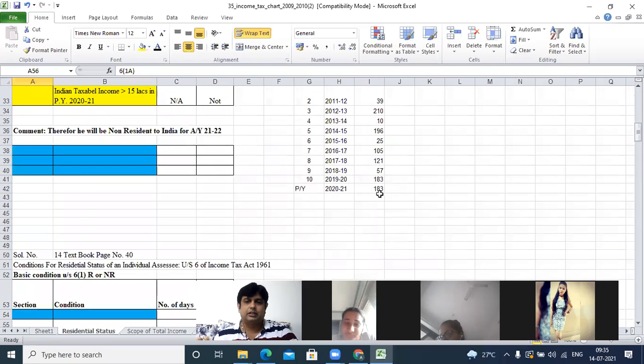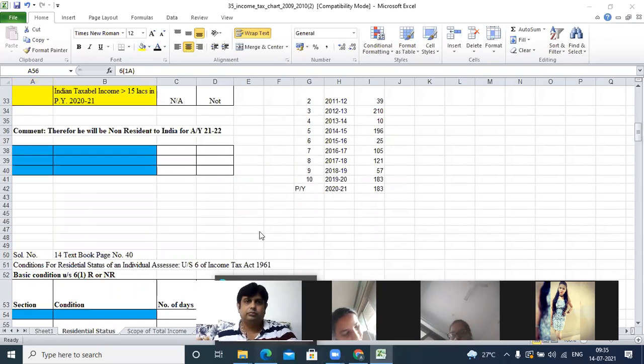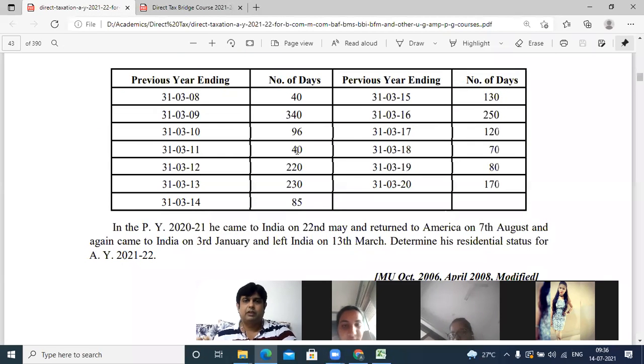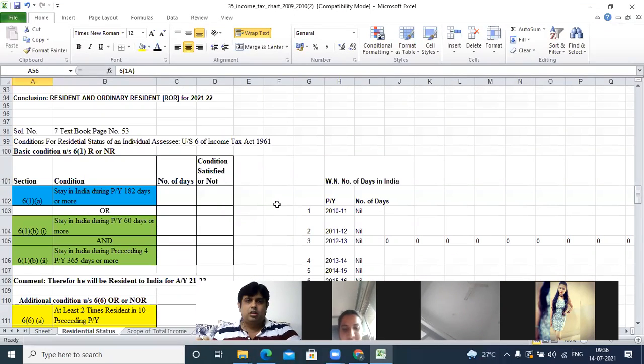So like this, this question is also. They have given how many days he was there in India, and current period they have given date of arrival, date of departure, date of arrival, and date of departure. So 2021 we have to literally count as we were counting. Yes or no? Yes, sir.